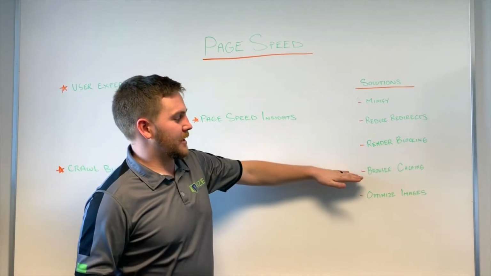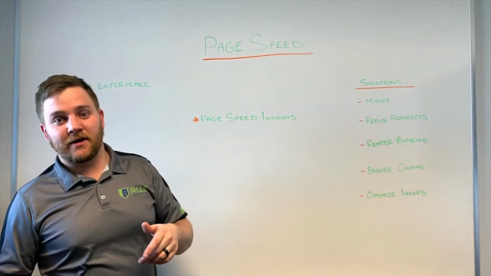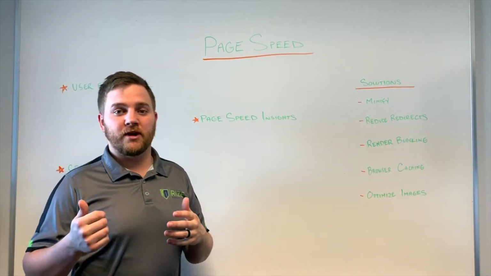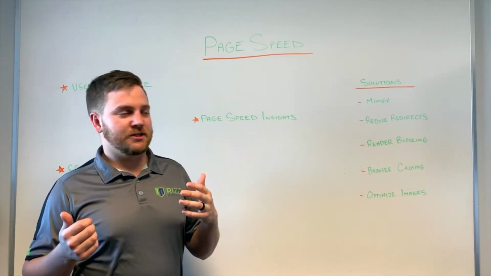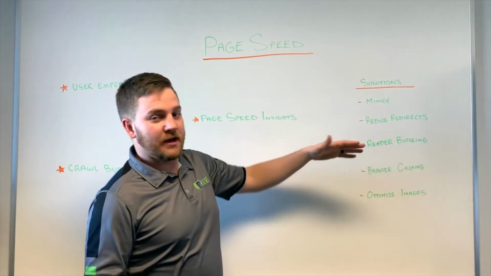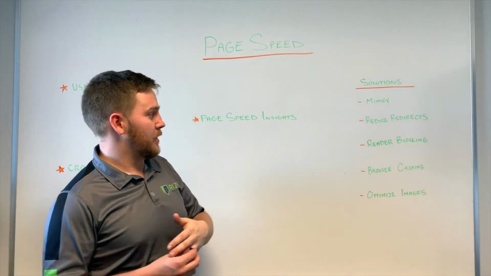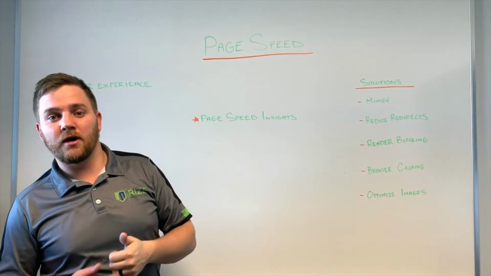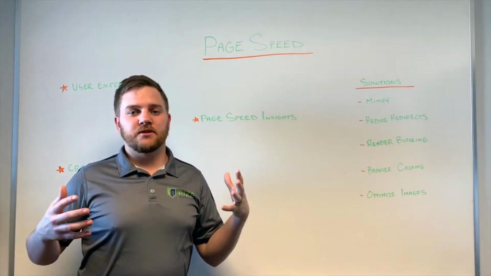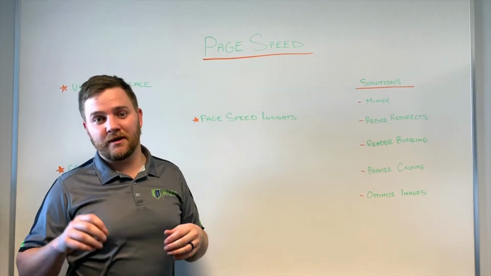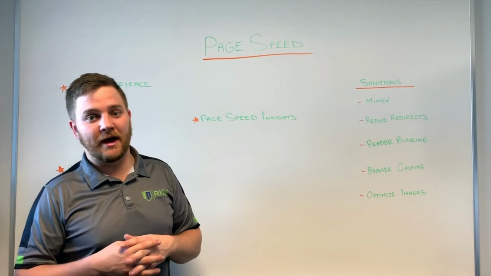For browser caching, you're going to do that in your htaccess file, or if you're using a CMS like WordPress, you can use WordPress caching plugins. Render blocking, there aren't a lot of tools for that. You just have to go in and do that on your own. Reduce redirects. For minifying, there's CSS Nano or UglifyJS that you can plug your code into and it'll minify it for you, and then you just replace it with the code that you had.